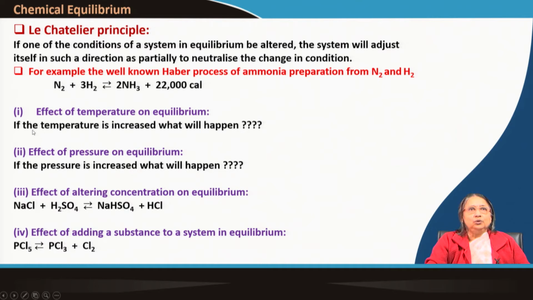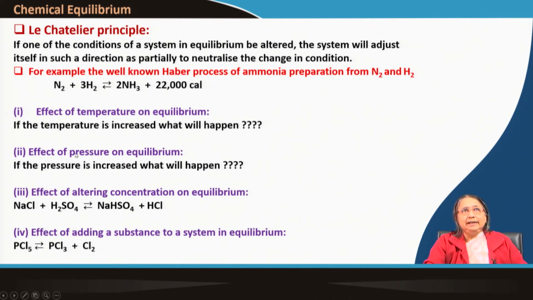Say for example, we increase the temperature. If the temperature is increased, okay, then what will happen? According to Le Chatelier's principle, if we disturb the condition, then it will try to nullify that disturbance. That means, if we increase the temperature, it will act in such a way that temperature is decreased. How will it be done? Because it is an exothermic process, it will go in the reverse direction to nullify the increase of temperature.